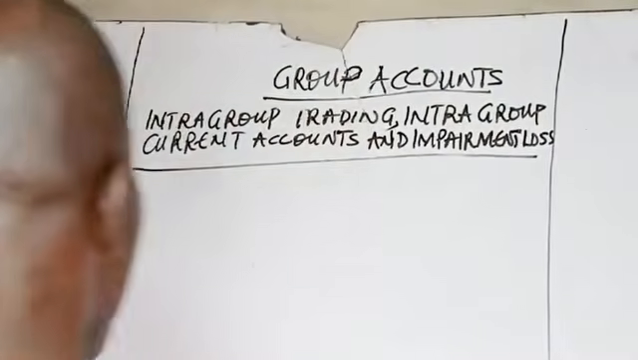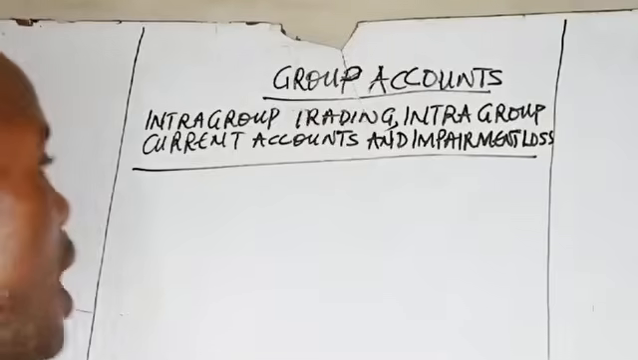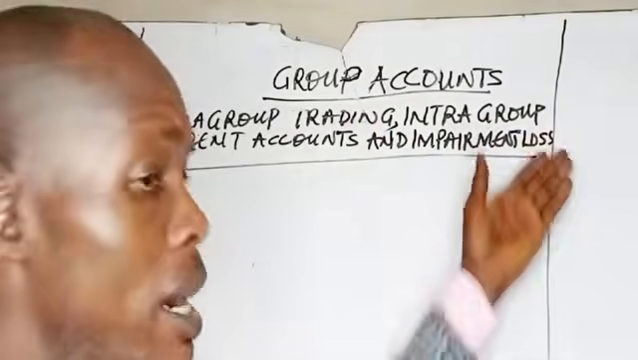In this lecture, I will examine the intragroup trading, intragroup current accounts, and the treatment of impairment loss in group accounts.